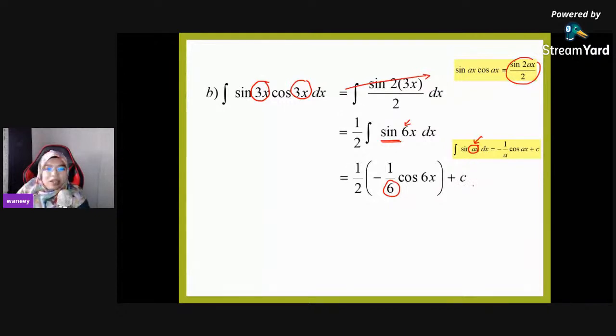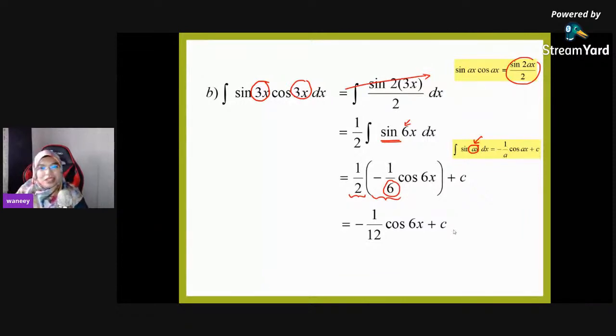And then, of course, you can easily simplify them. You got some constant in front, some constant inside. So you can easily simplify them. So it will become negative 1 over 12 cos of 6x, and then plus a c. Done. Okay, so this is something that is quite simple.